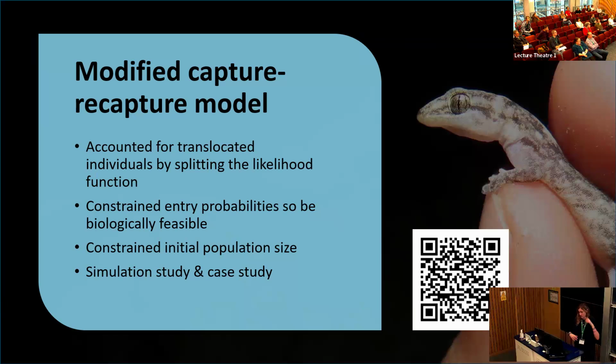And the other parts of that model were constraining the entry probability, because you've got a biological period where they can't be breeding, because it's not feasibly possible for there to be new entrants to the adult population.